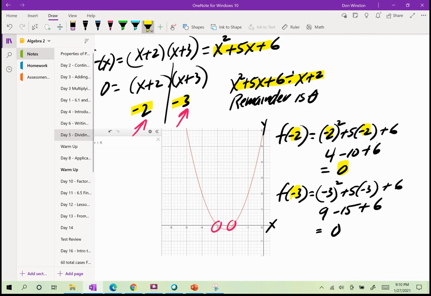If I substitute negative 3 into the polynomial x squared plus 5x plus 6 and I get a remainder of 0, that means negative 3 was a zero of that polynomial, or x plus 3 was a factor. When I substitute negative 2, I got 0, so that was a zero of that polynomial, or x plus 2 was a factor.